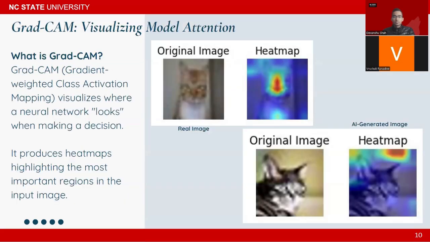To understand the model's reasoning, we used Grad-CAM. This method generates heat maps showing which parts of an image influence the prediction most. As you can see, in the real image, more focus is given to the object, whereas for the AI-generated image, more focus is given to the background.